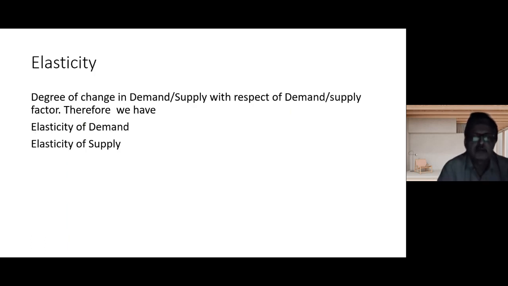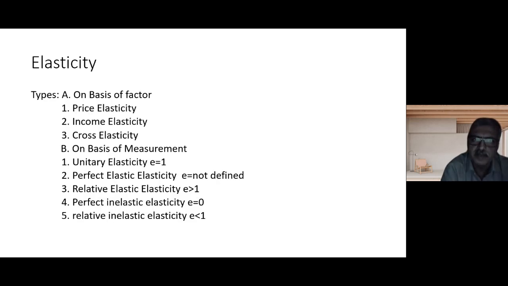Then we talked about elasticity. So there are two types of elasticity: demand elasticity and supply elasticity. What is elasticity? Elasticity means the degree of change which is happening either in demand, if we are talking about demand elasticity, or in supply, if we are talking about supply elasticity, with respect to the factors of demand or supply. Okay, we talked about different types of elasticity.